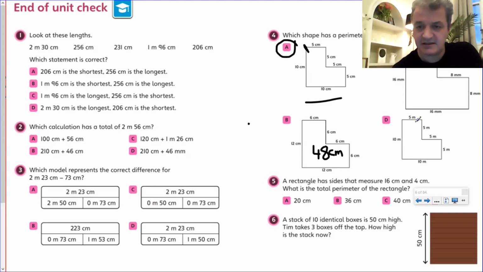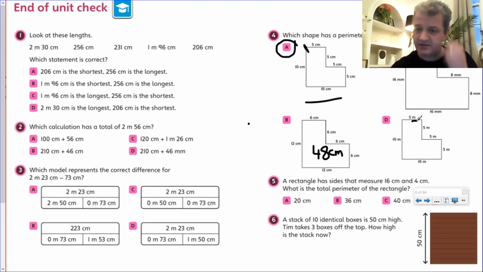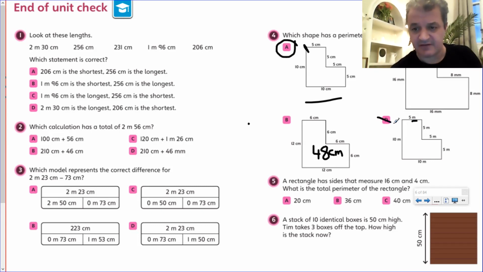D, I can see this is in meters. I don't even have to count this because I can see the unit of measurement is in meters. So again, this is incorrect. I don't even have to work it out.